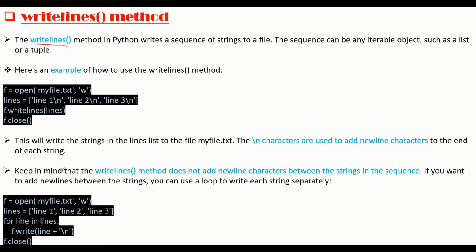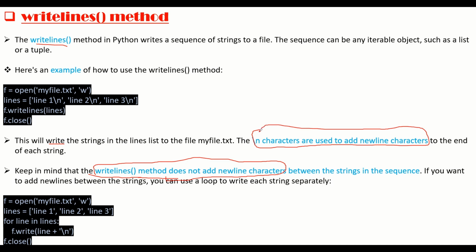Now, at this point, keep in mind that the writelines method does not add new line characters. It's very important. What is the difference between the write and writelines methods? The writelines method does not add new line characters, while on the other hand the write method can add new line characters to the end of the strings. Between the strings in the sequence, if you want to add new lines, you can use a loop to write each string separately.